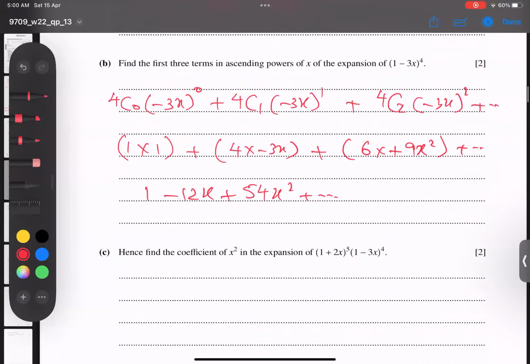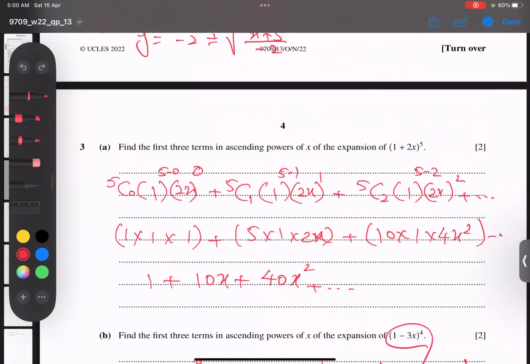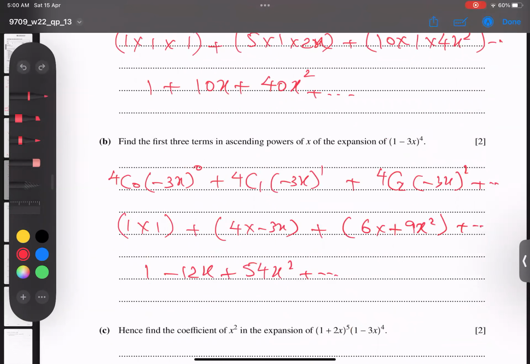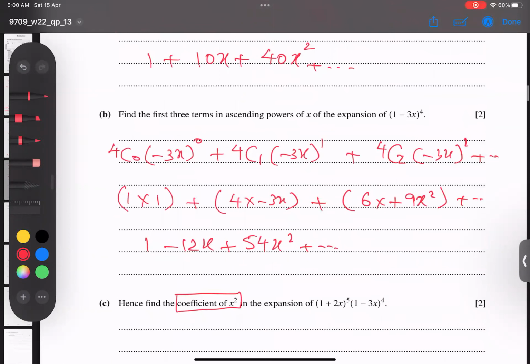Now look here. If you concentrate, he picked this value from here, and this he picked from here. So it means he is using both values. He's saying the coefficient of x squared is my concern. So no problem, I can copy this in the place of this, and this in the place of this. So let's see how we can copy: 1 plus 10x plus 40x to power 2, times 1 minus 12x plus 54x to power 2. And I believe it's clear.